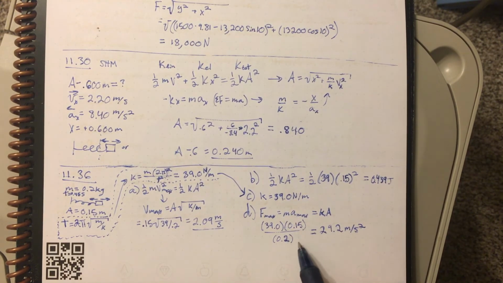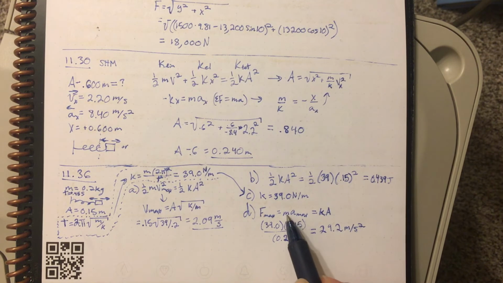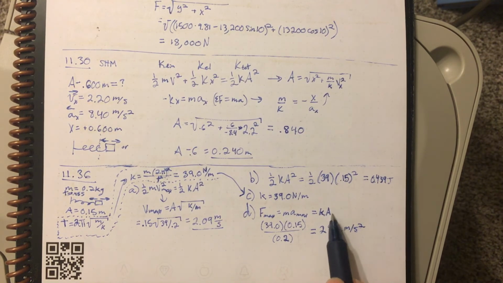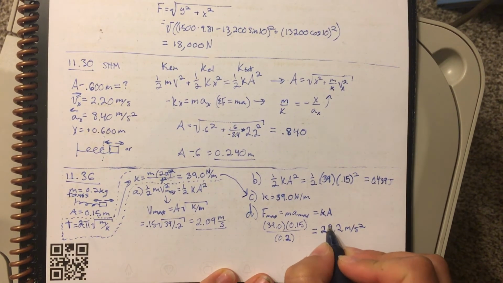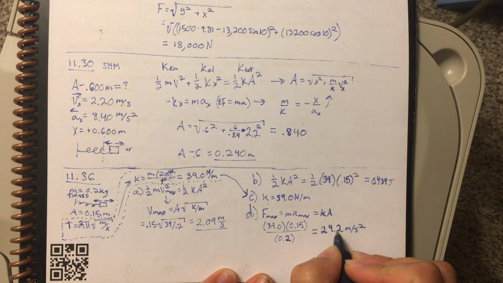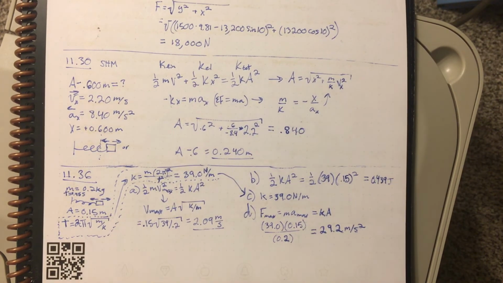So then you just work on this side of this equation, divide k amplitude by m, and you get maximum acceleration. Here, just make sure that y'all can see that. Okay. And then that is your equation.